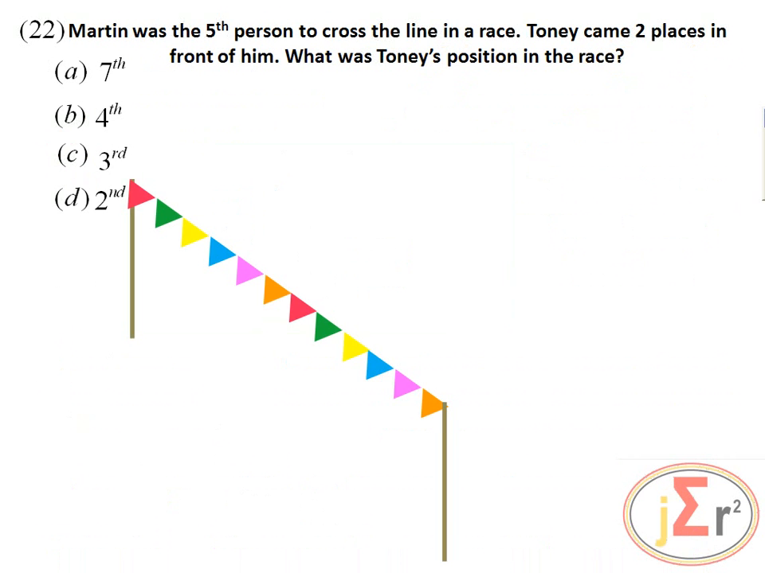Martin was the 5th person to cross the line in a race. Tony came 2 places in front of him. What was Tony's position in the race?